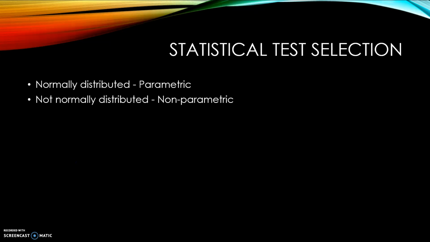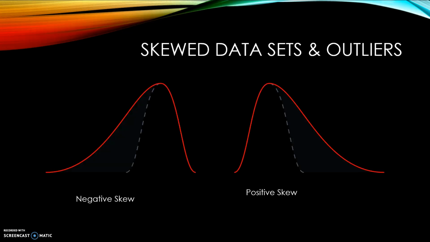And that's the statistical test selection there. If data is normally distributed, you use a parametric test. If it's not normally distributed, you use a non-parametric test.